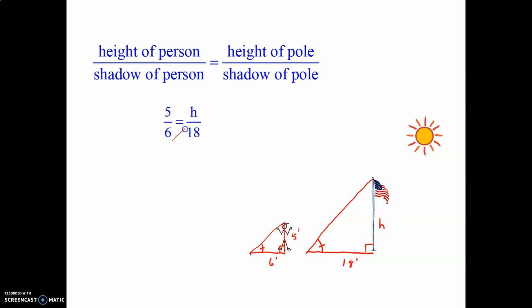Now I'm going to cross multiply. So when I multiply on this diagonal and this diagonal, those multiplications should be equal to each other. So 6 times H should be 5 times 18, which is 90. Then I divide both sides by 6, and I have found out that the flagpole is 15 feet high.